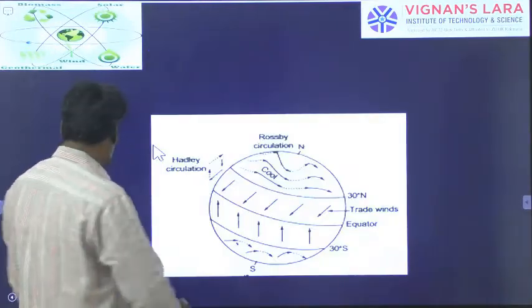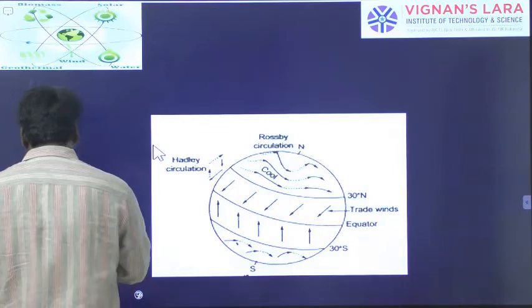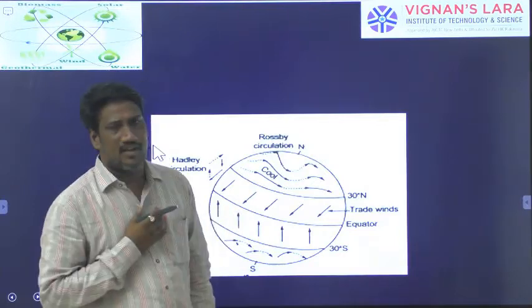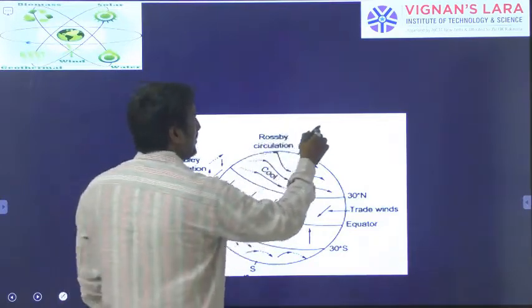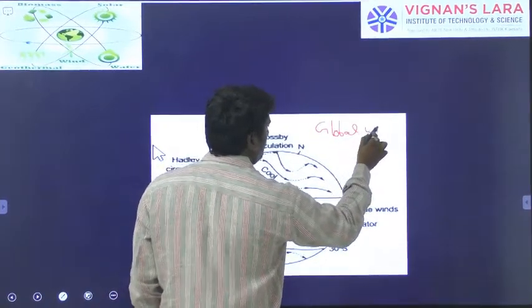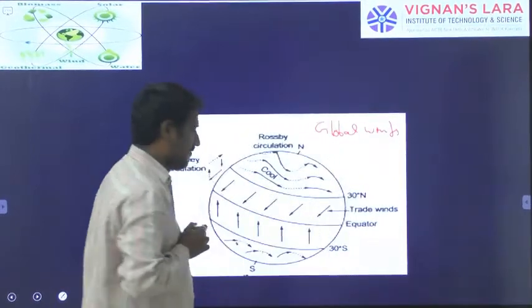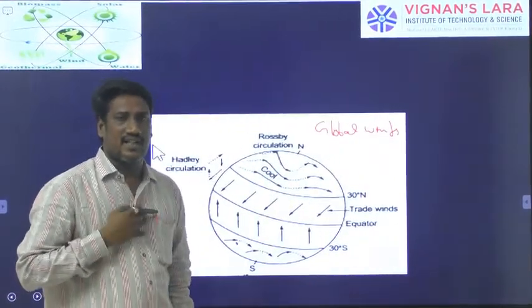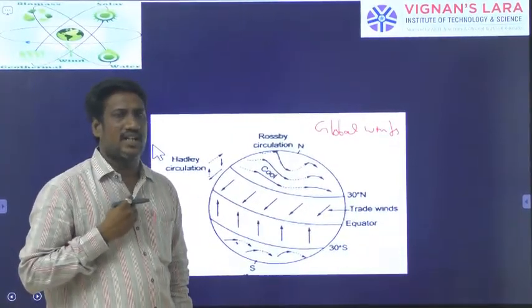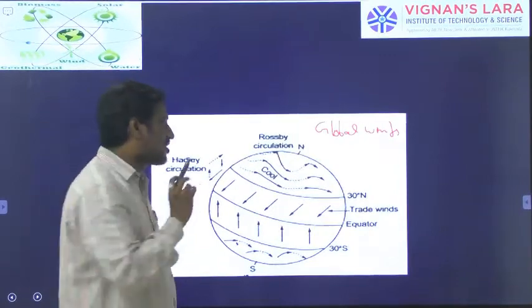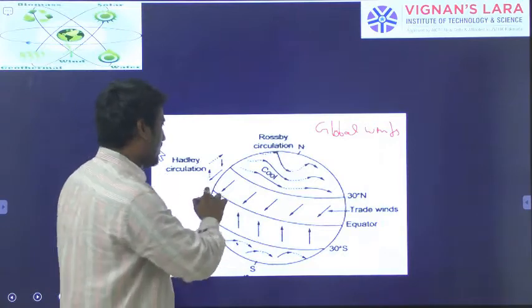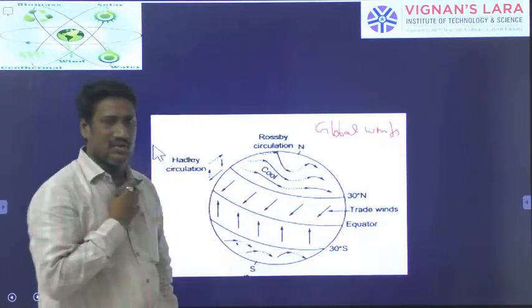So let us consider this figure. In this figure I am going to discuss global winds. What is meant by global winds? As I have already discussed, global winds are those which we discuss with respect to the total Earth or globe.